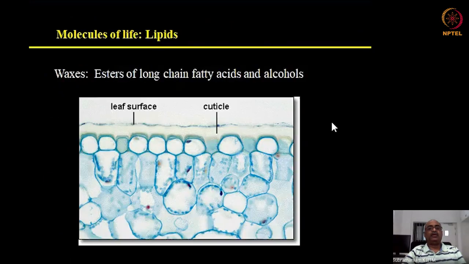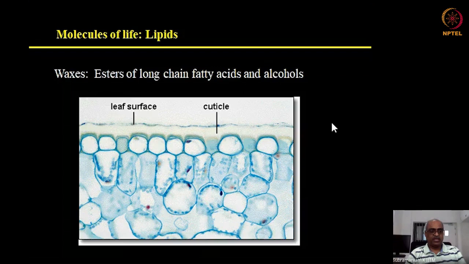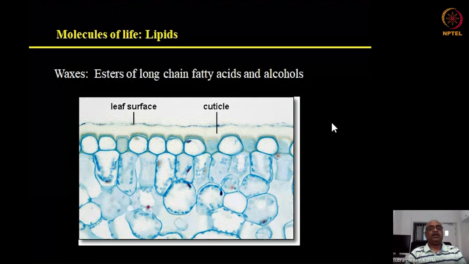So we are running out of time, so I'll stop here. We have learned today the basic biochemistry of nucleic acids and lipids, and we looked at the different kinds of lipids. In the next class, we'll move on to the next topic, where our goal is to understand how the arrangement of the constituents of a molecule in three-dimensional space becomes very important in biology.